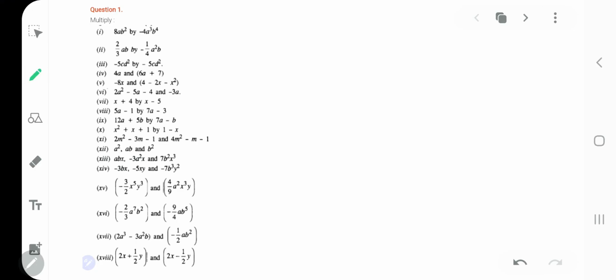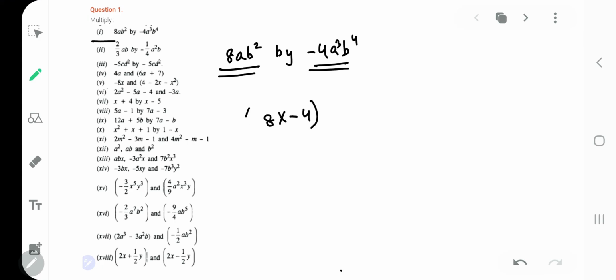Good morning, dear kids. Today we'll be taking our exercise 11C, and in that we'll be doing the multiplication of algebraic expressions. Your first problem is 8ab square, which you have to multiply by minus 4a cube b4. That means there is a monomial multiplication by monomial. In that case, you have to multiply number with number, then ab square multiplied by a cube b4.